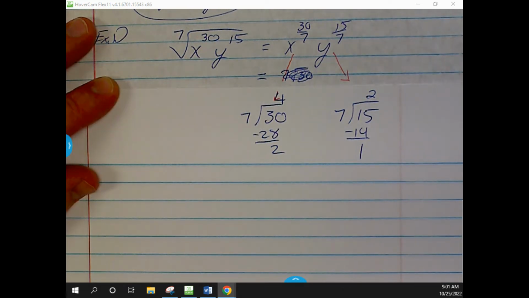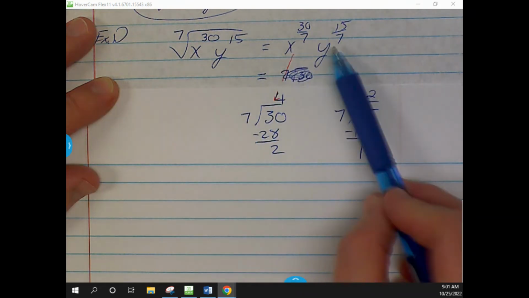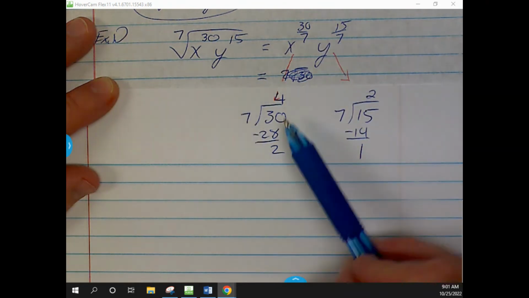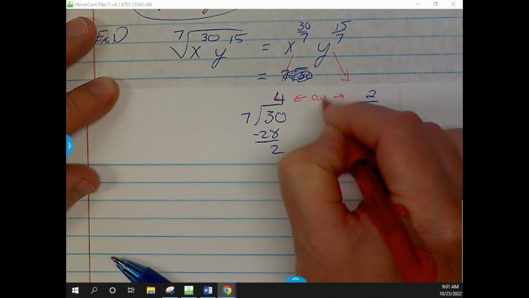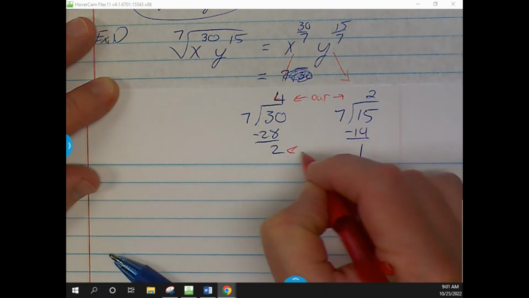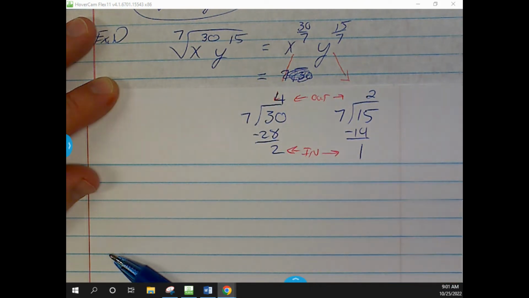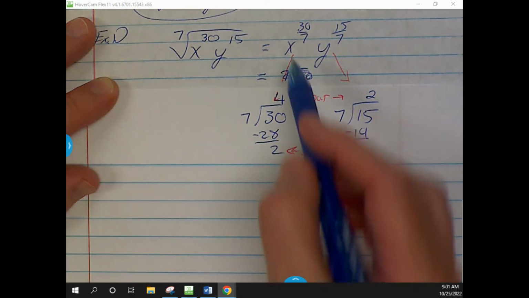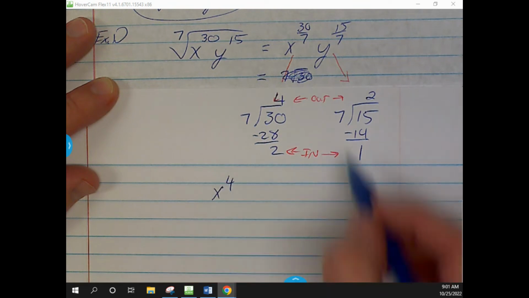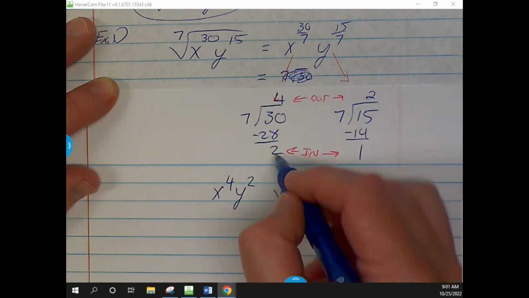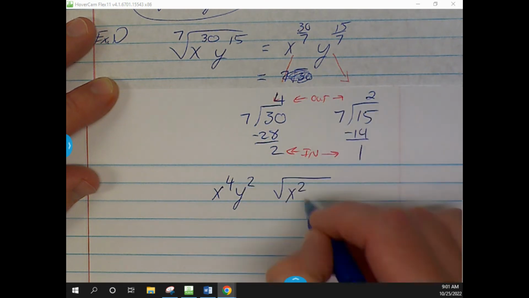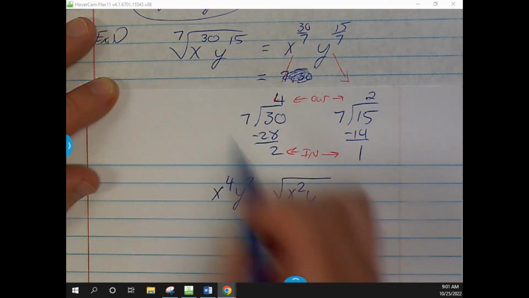Now here's the reason why I like to do these this way, not the way the book does it. If you set these up as a division problem, rewritten in this exponential form, you know that these are the numbers that go on the outside, and both of the remainders are what's going to be left over on the inside. So on the outside you're going to have x to the 4th and y squared, and then on the inside you're going to have x squared and y to the 1st, and then don't forget the 7.